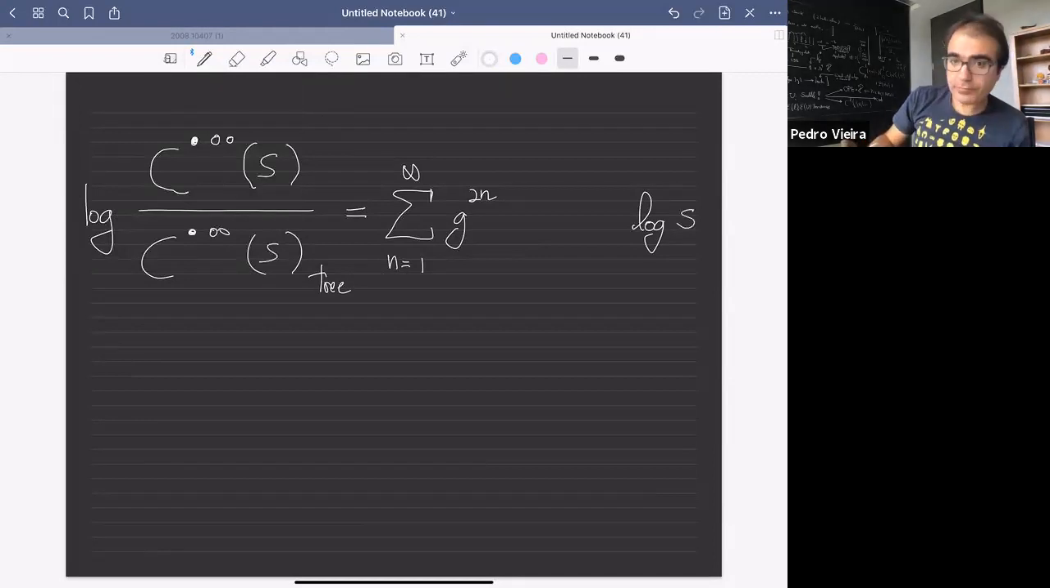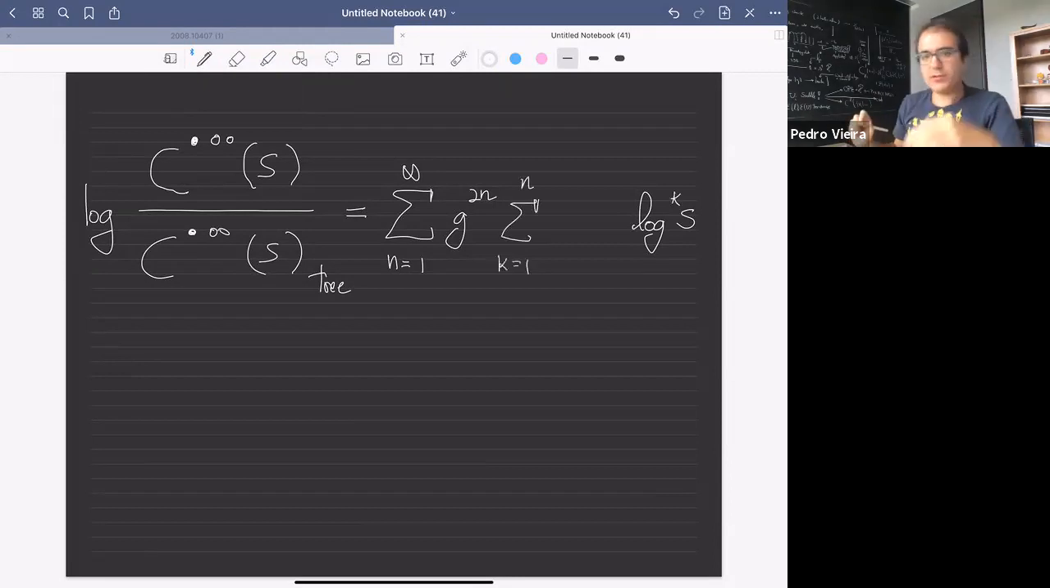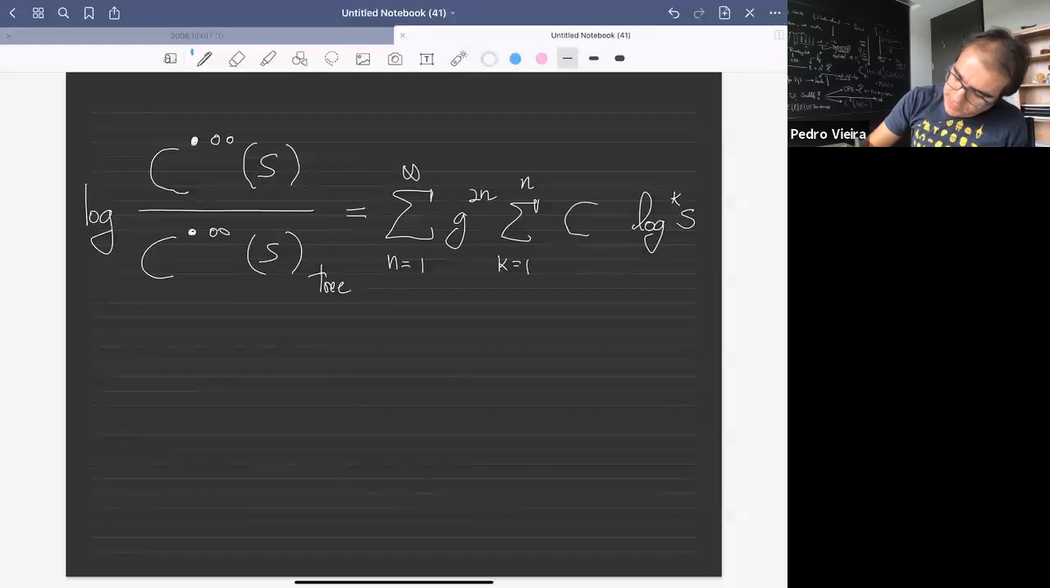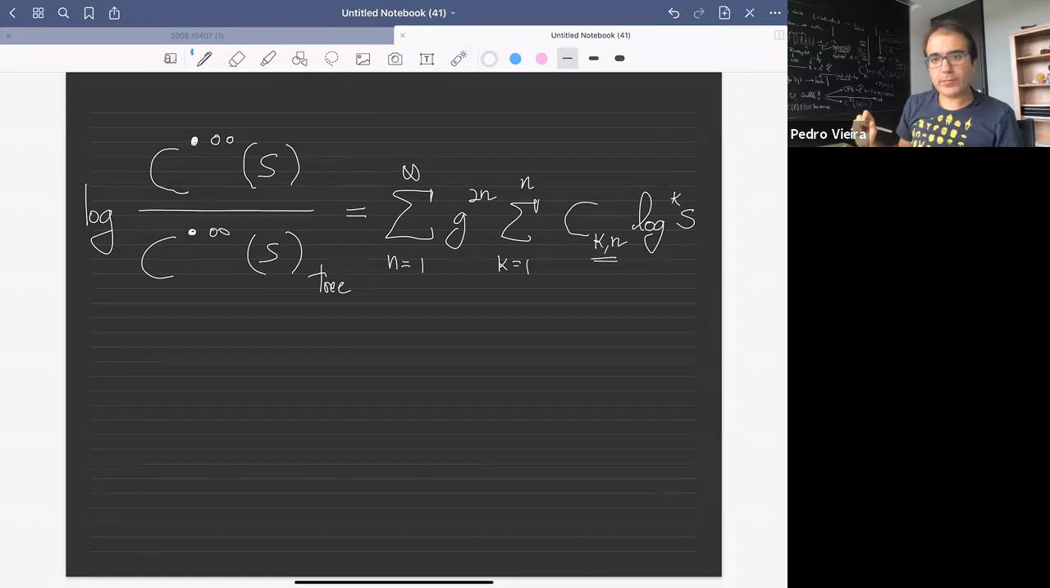It's the log of spin, but it's not just a single log. It's not like for the dimension, which is just logarithmic. You can have any power of log where this sum goes up to n. So you have at most as many logs as the loop order. And therefore, these constants c now depend on k and n. They have two indices. That's the result from perturbation theory, or you could say it's the result of the consistency of these equations that it has to truncate like this.